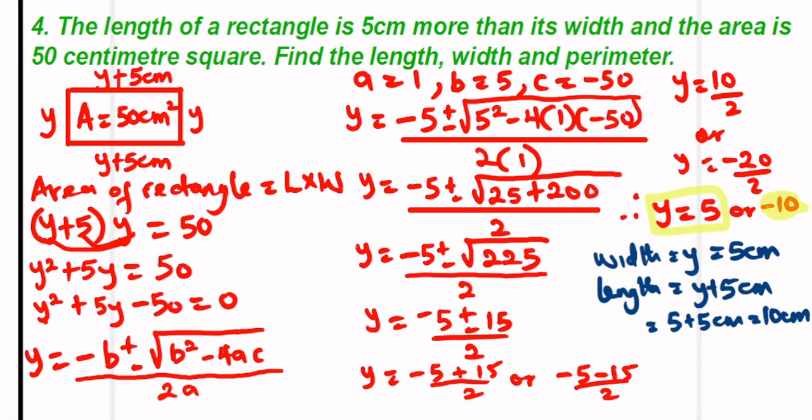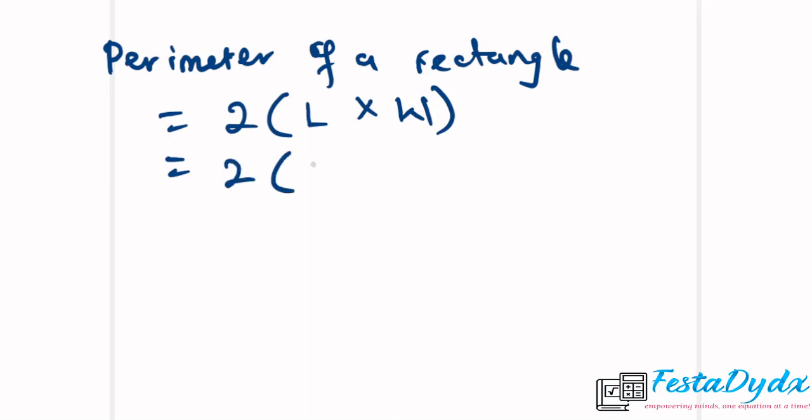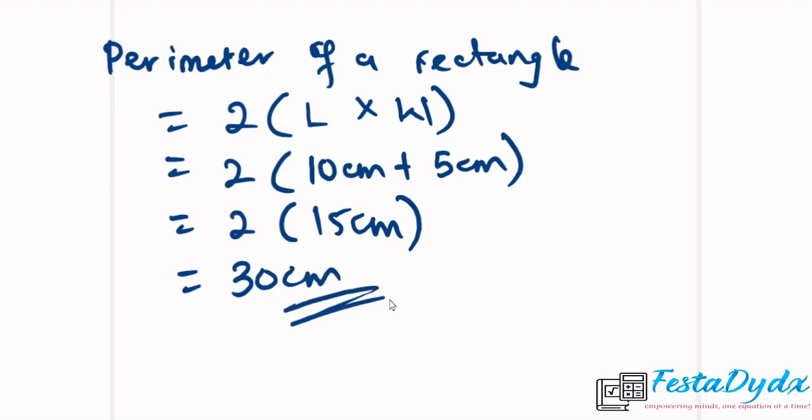Then the perimeter. So the perimeter of a rectangle is 2 into bracket length plus width. So 2 into bracket, what is the length? We got 10 centimeter. And what is the width? We got 5 centimeter. So now our answer is 2 bracket 10 plus 5 is 15 centimeter, times 2, which is going to give us 30 centimeter.